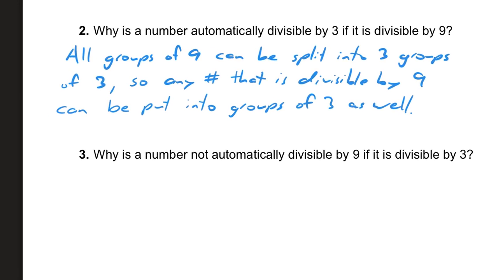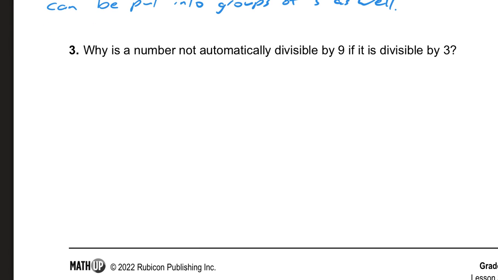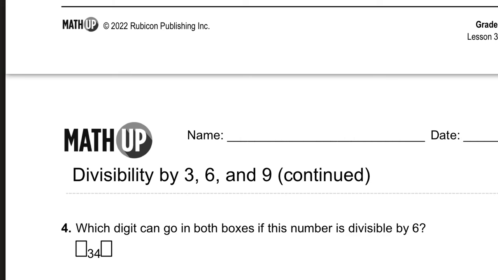Then question 3 asks, why is a number not automatically divisible by 9 if it is divisible by 3? And I might say something like this. 12 can be put into 4 groups of 3, but it can't be put into equal groups of 9. You would end up with one group of 9 and another group of 3. Let's move to the next page.